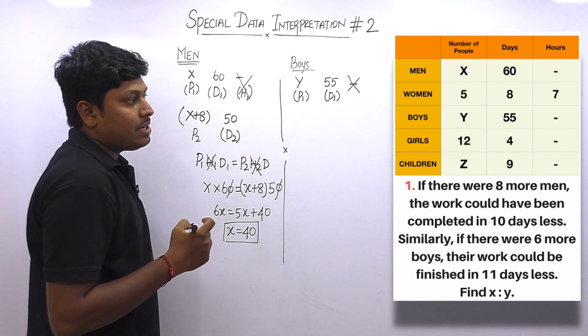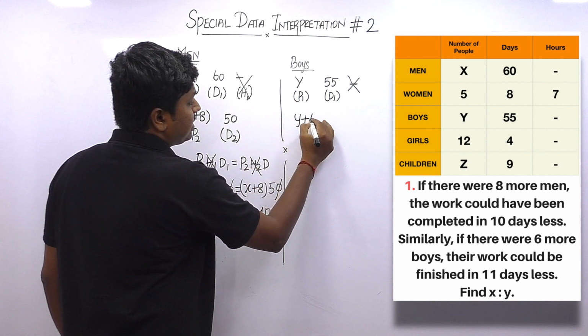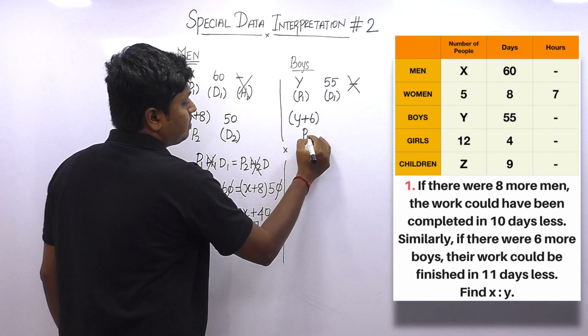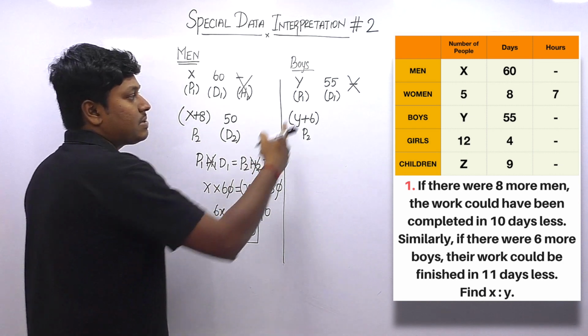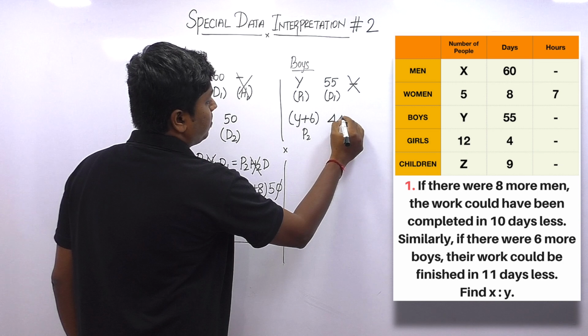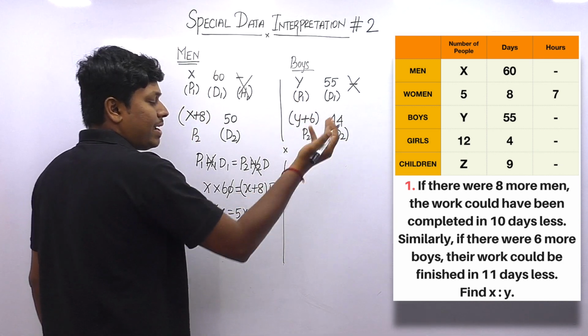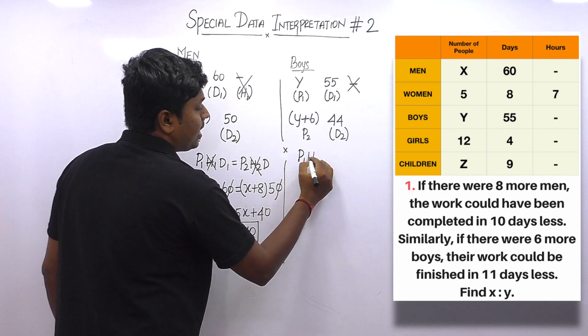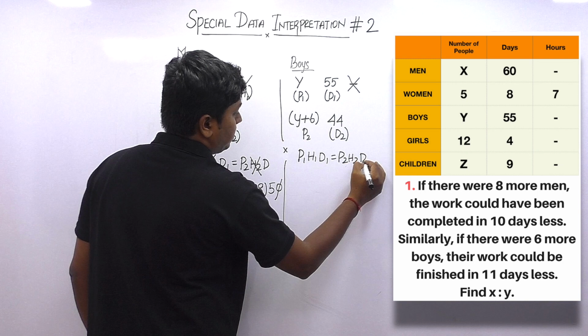By using the question, if 6 more boys are added, this can be written as y plus 6, person number 2, and the work would have been completed 11 days less. So 11 days less will be 44. This will be D2. So finally both are doing the same work. The same formula P1 H1 D1 is equal to P2 H2 D2.